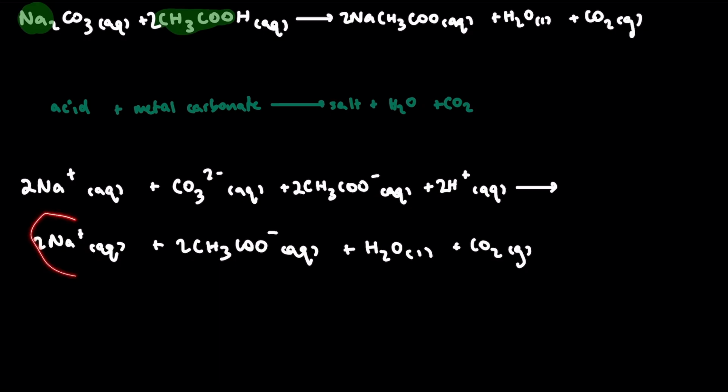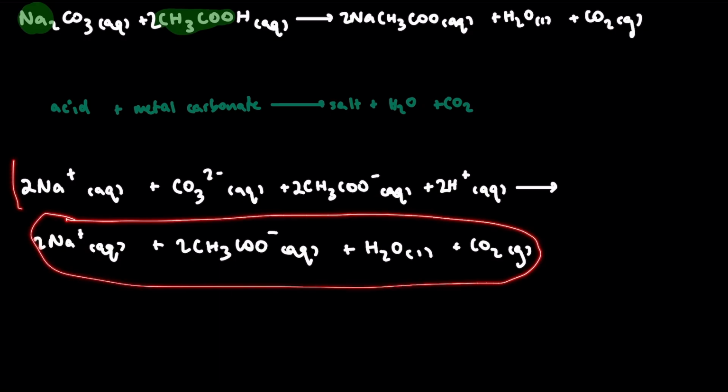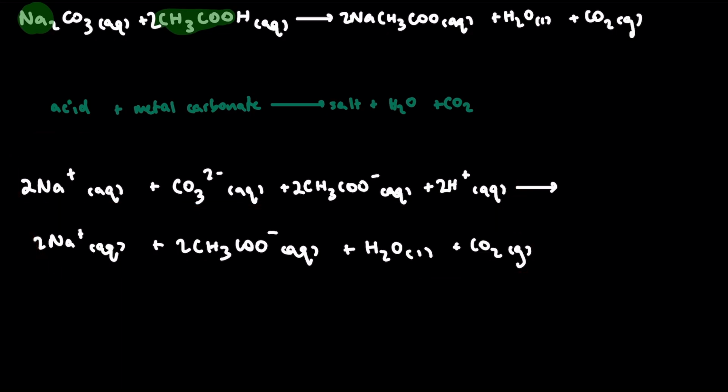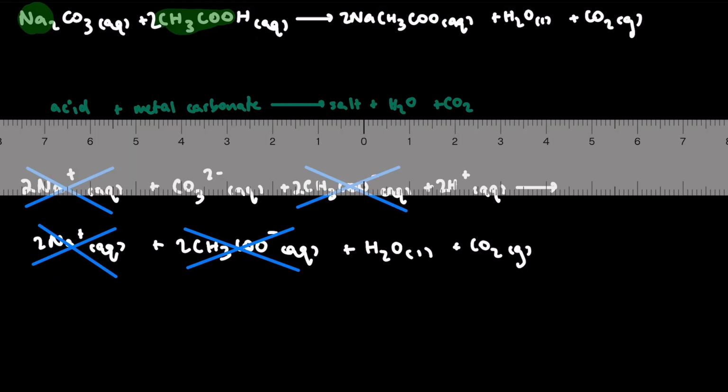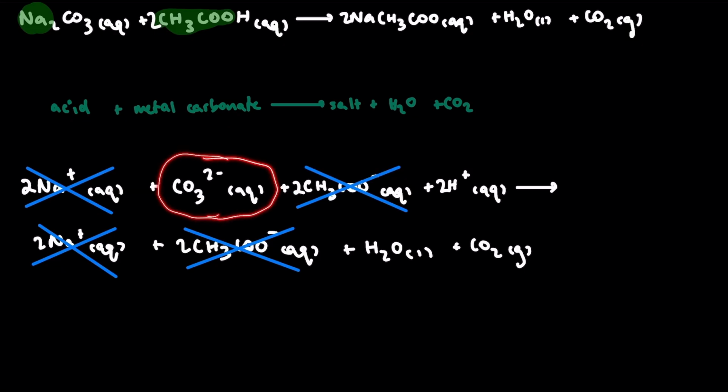Now, I've run out a bit of room, so just remember these are our products and these are our reactants. So what ions can you see that are the same in our reactants and our product side? Well, I can already see a sodium ion here and a sodium ion here. And I can also see the acetate ion, or ethanoate ion, depending on where you're from. And what I'm left with is just the carbonate ion, the hydrogen ion, water, and carbon dioxide. So that is my ionic equation.